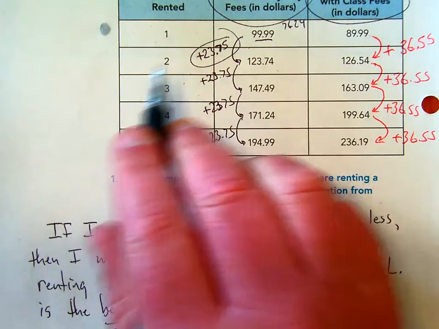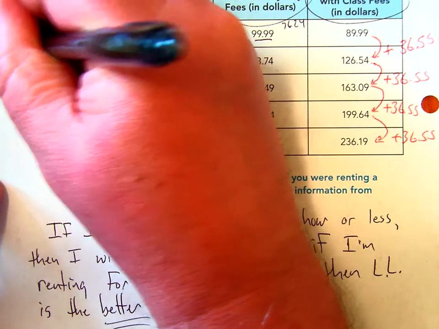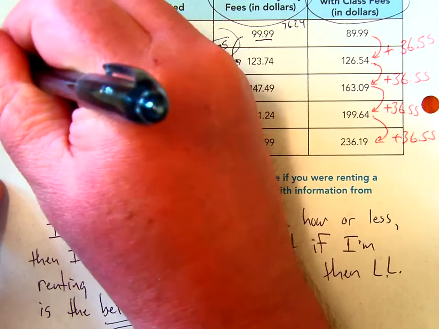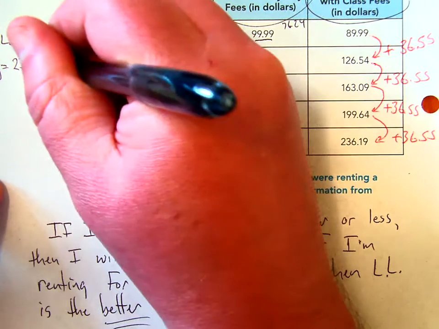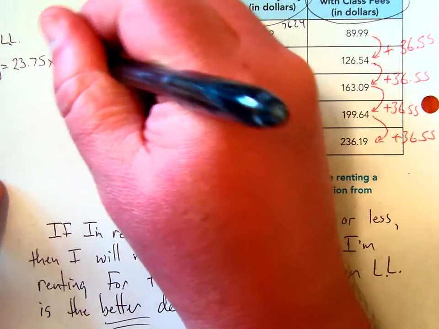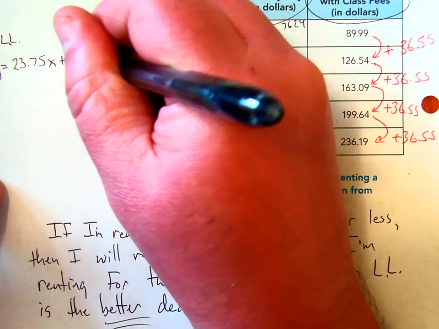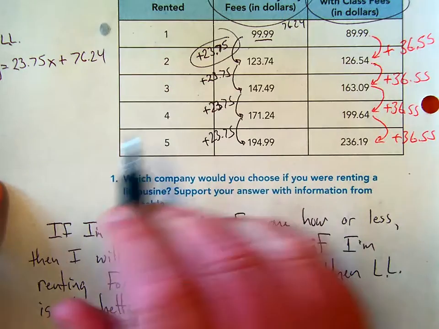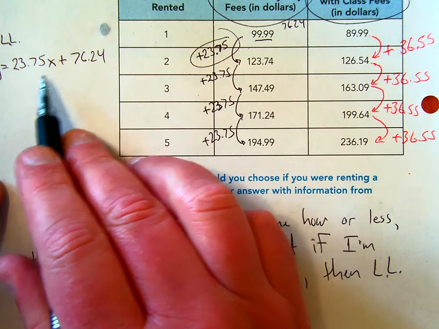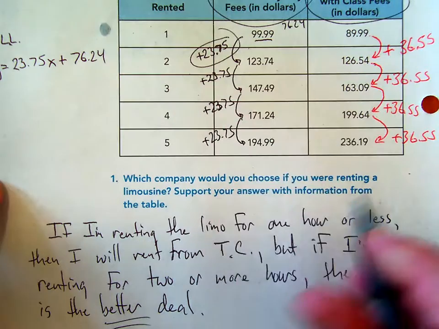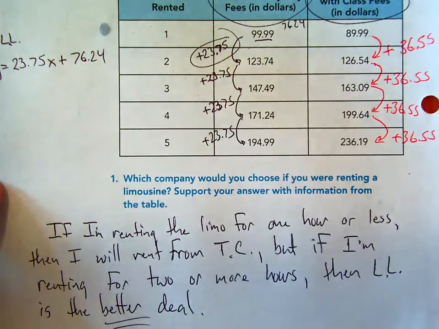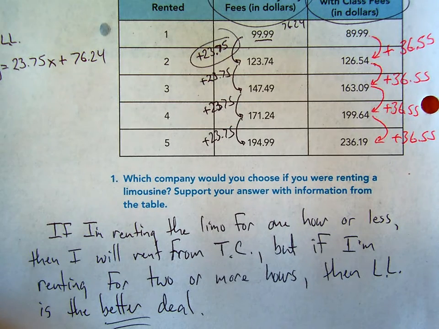Slope-intercept form for Limousines by Lilly. Her output is her rate, 23.75 times the input value, plus 76.24. That way, this takes into account the very first hour. I can put a 1 in for X and get $99.99. And in the pages to come, they're going to show you how to do this mathematically, as opposed to I just figured it out and subtracted it. They're going to show you a quick formula to use.